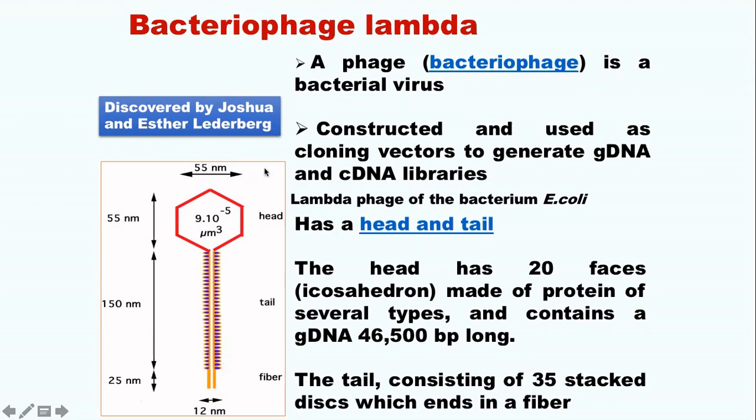So this is the structure of lambda phage. Lambda phage has a head protein within which you can find the genetic material, which is DNA. Then it has a protein tail comprising 35 stacked discs, and it ends in a tail fiber. Lambda phages are important since they are used to construct genomic DNA as well as cDNA libraries in genetic engineering.